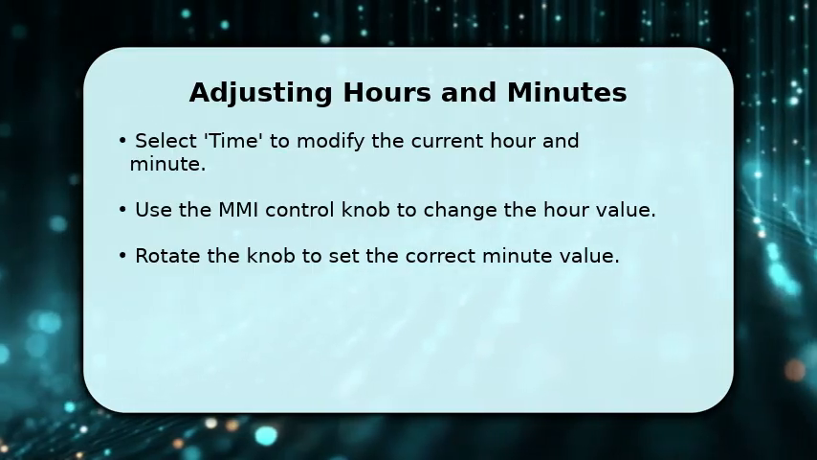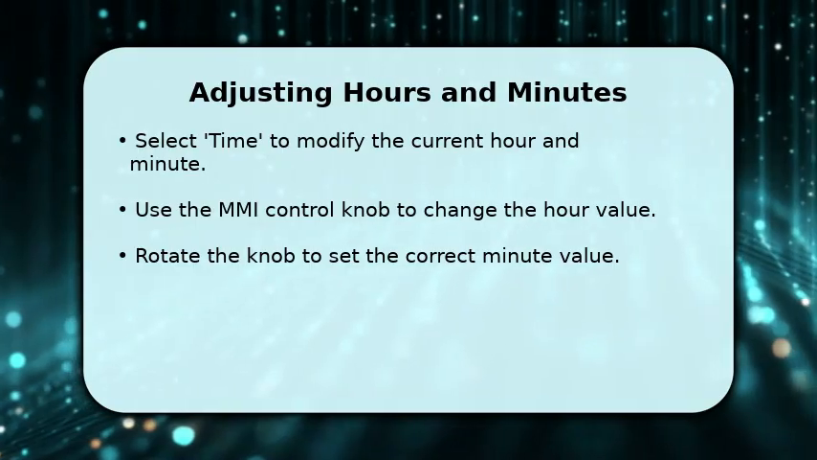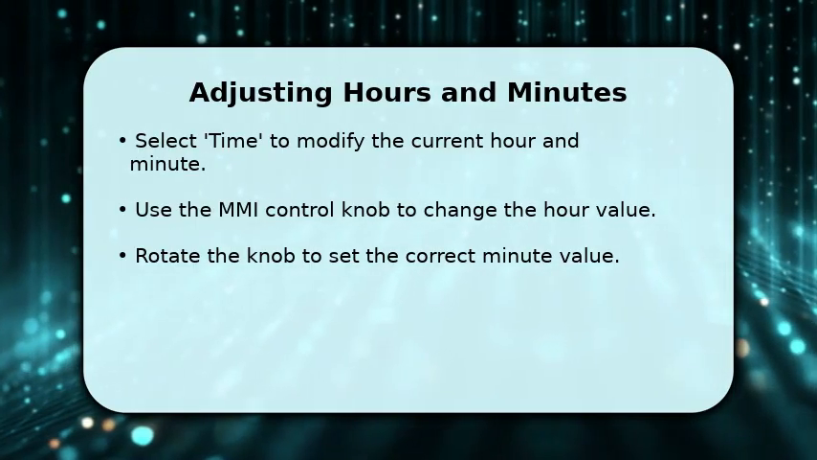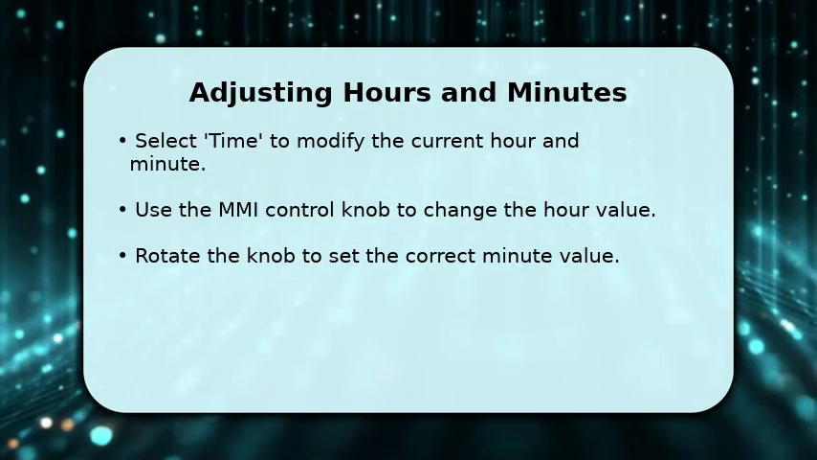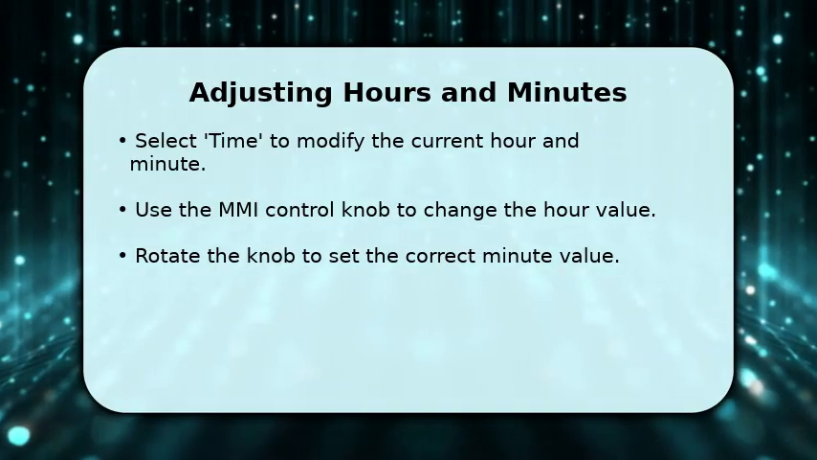Rotate the knob clockwise or counterclockwise to move through the hours. After setting the hour, push the knob to confirm and then rotate it again to adjust the minutes. It's a straightforward process to get the exact time.